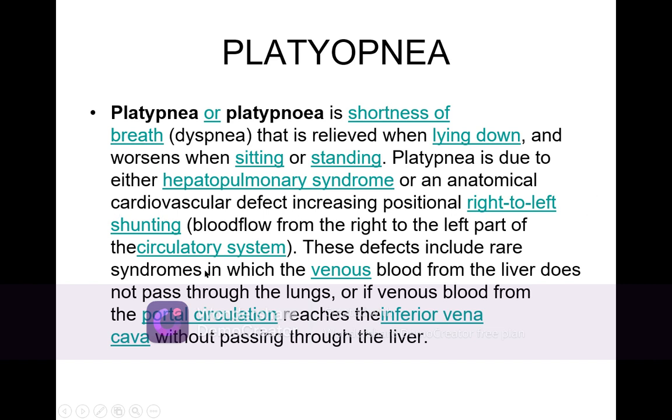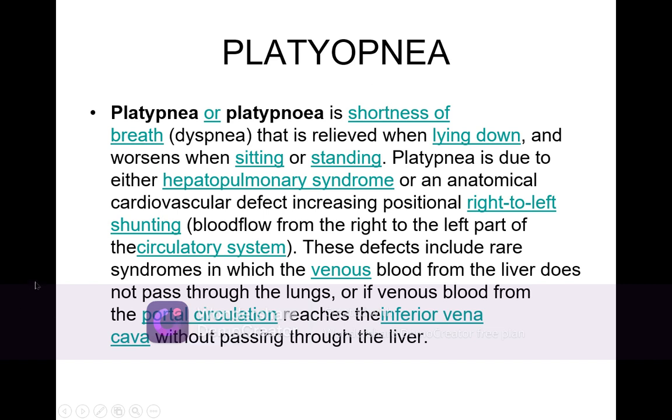These defects include the rare syndromes in which the venous blood overpasses the lungs, or if the venous blood from the portal circulation directly communicates with the inferior vena cava without passing through the liver. It means in the cirrhotic liver, because all the parenchyma is gone, the portal circulation has to reach the inferior vena cava. But the liver is not functioning, therefore it is connected directly with the inferior vena cava, bypassing it. In these conditions, there will be platypnea.